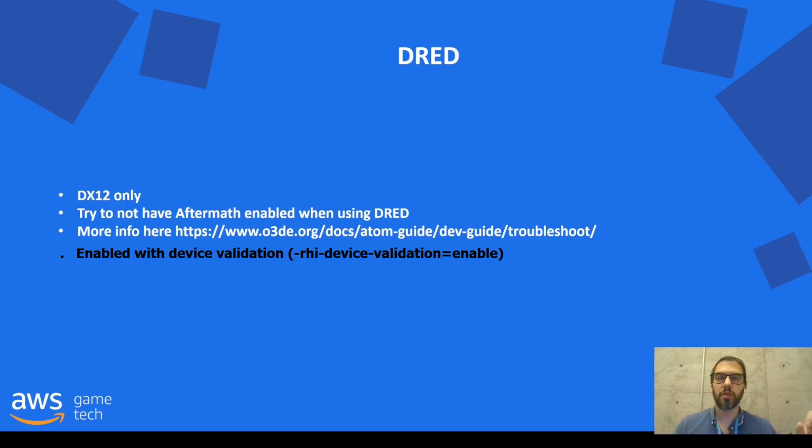So you can embed a breadcrumb for each render operation, and then when it crashes, it will output into the log all the operations that took place right before the TDR happened. And then that way you can get a pretty good idea of what the GPU was doing at the time of the crash. Here's a quick demo to go over how it actually works.